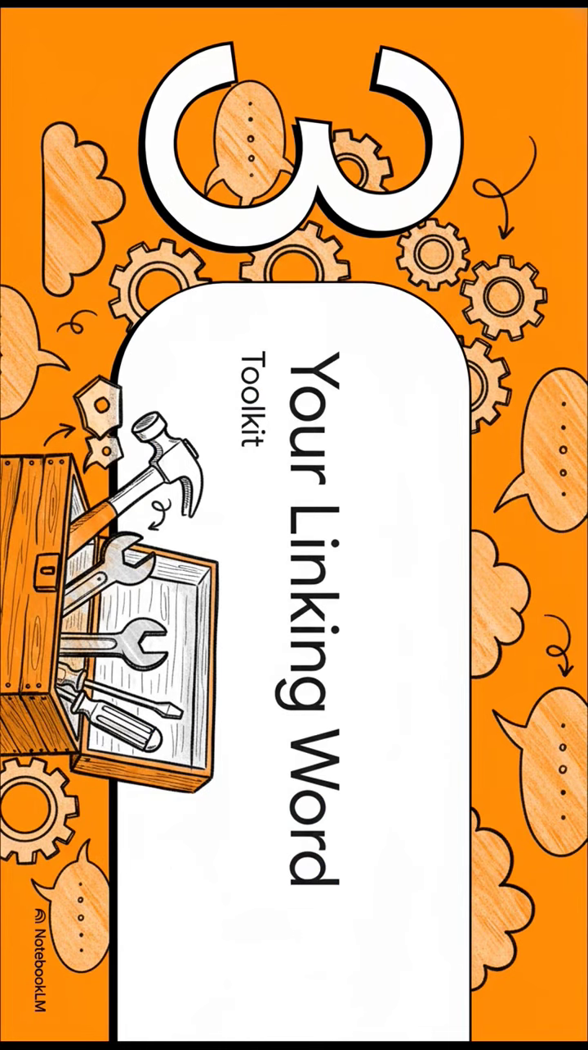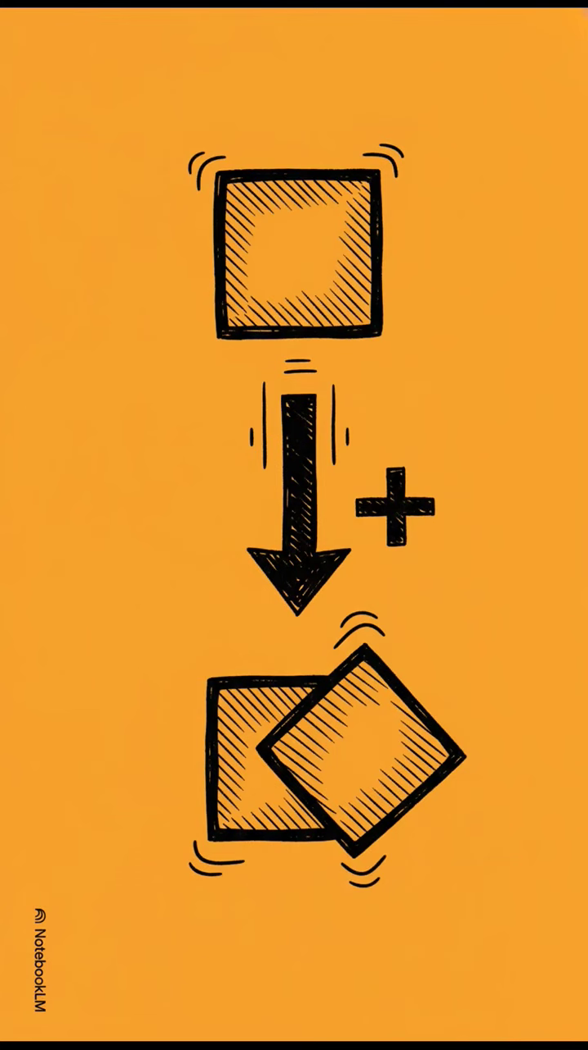I like to think of these linking words as a toolkit. I mean, you wouldn't use a hammer for a screw, right? It's the same idea here. Different linking words do different jobs. So let's pop open this toolkit and see what's inside. All right, first up, words for adding information.